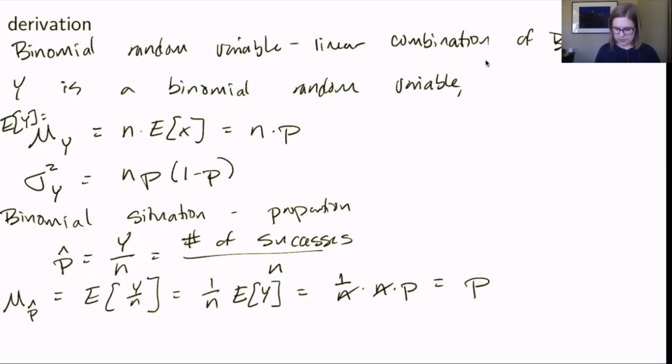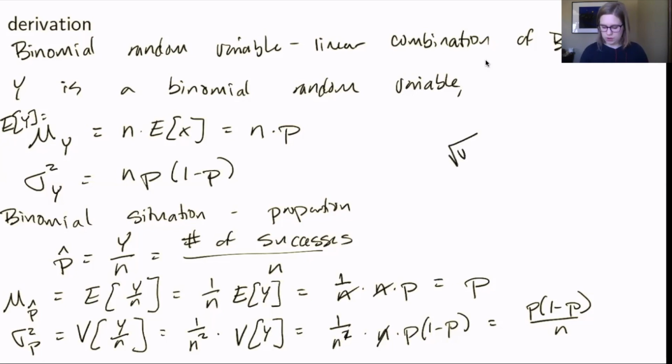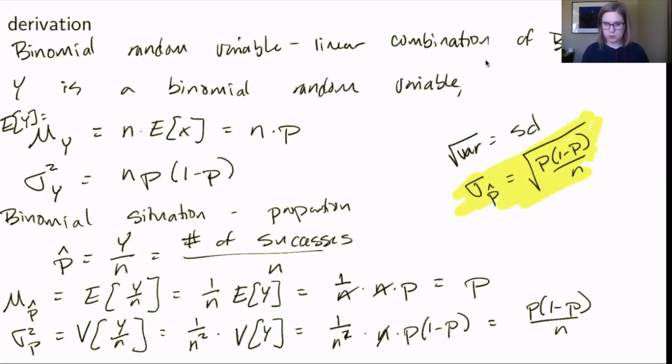And then the other thing that we need is the standard deviation. So we're going to do the variance of p hat is equal to the variance of y over n. And if I want to pull out a constant from a variance, I need to square it, so 1 over n squared times the variance of y. And that's going to be 1 over n squared times n times p, 1 minus p. Then one of my n's is going to cancel, so I can cancel that squared with that n. And now I have p times 1 minus p over n. Then the very last piece is that the square root of the variance is equal to the standard deviation. So we want sigma of p hat, and that's going to be the square root of p 1 minus p over n. That's probably the most important thing here.